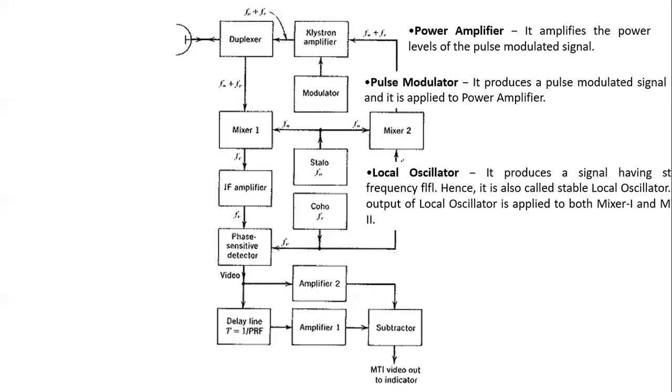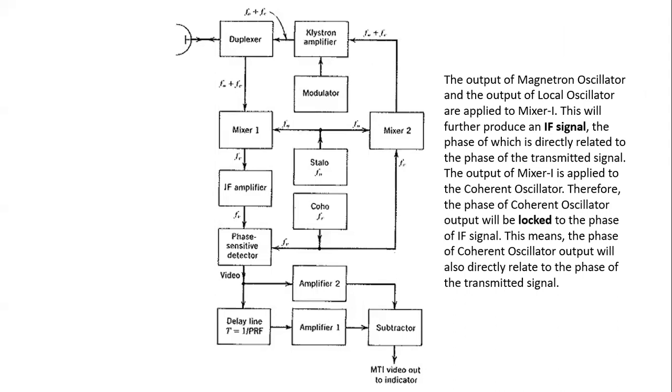Now to this mixer, the local oscillator gives constant, stable oscillations, so that mixer 1 gets a reference value. One more thing we need to know is that the output of the magnetron oscillator, which we have seen gives a very high frequency, is also given to mixer 1. Again, as we said, we want to maintain the very high frequency. Now, this high frequency, which is produced by the Stalo, also helps in producing the IF amplifier.